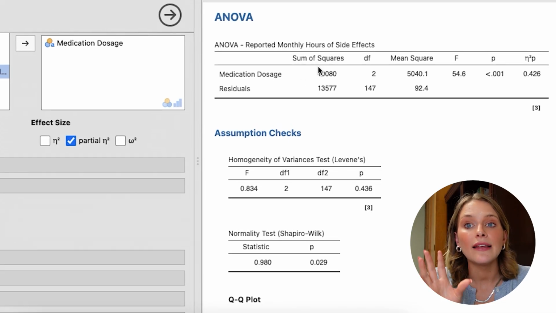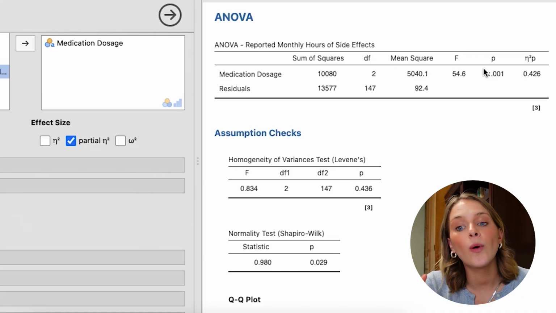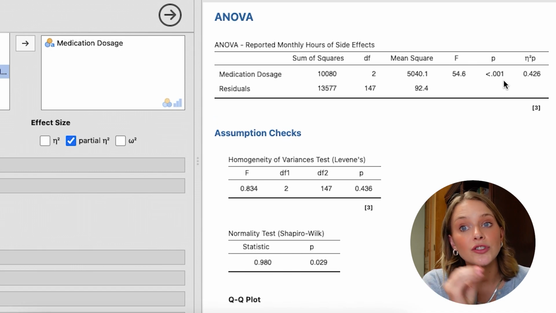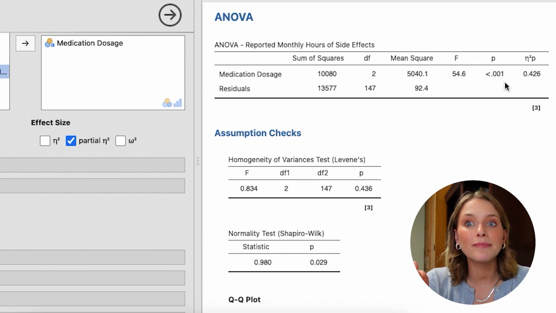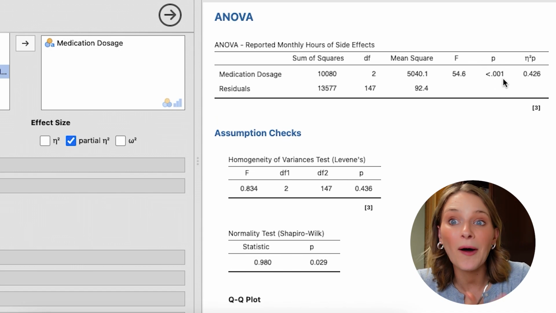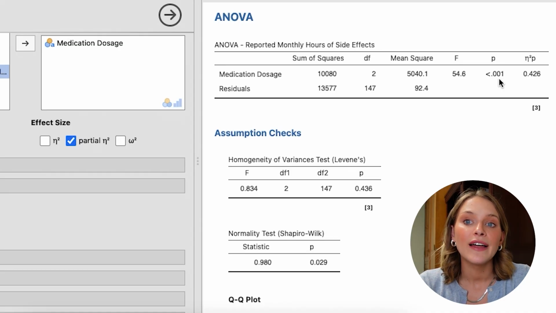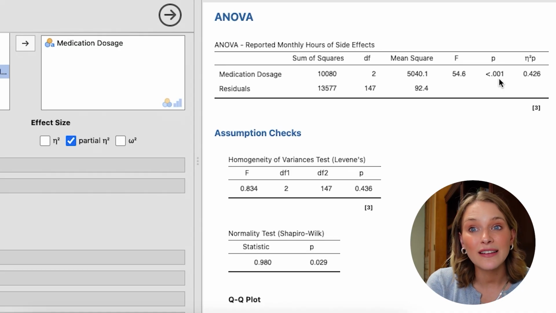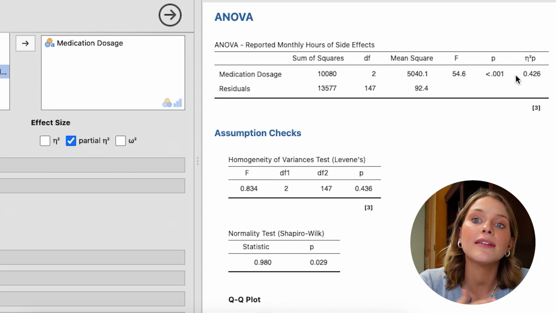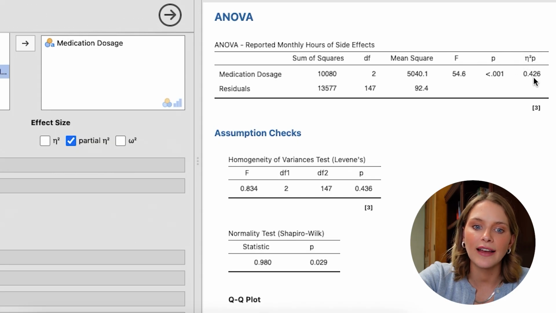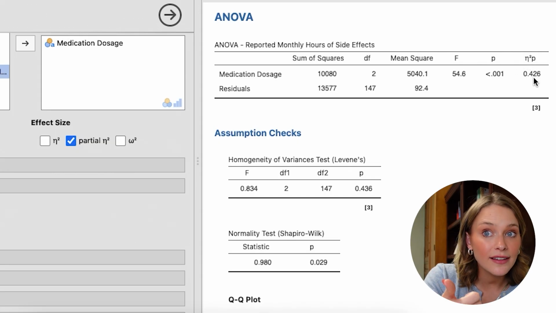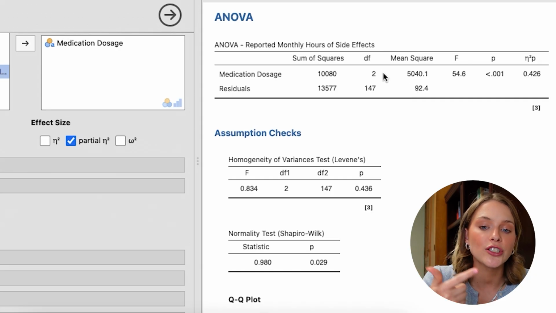0.426. So that means if you scooch over the decimal point, that 42.6% of the variation in side effects is due to the dosage. So that's close to 50%, almost half of the variance in the side effects can be explained by dosage. So we would consider that a large effect size. So we've got a statistically significant difference and a large effect size.